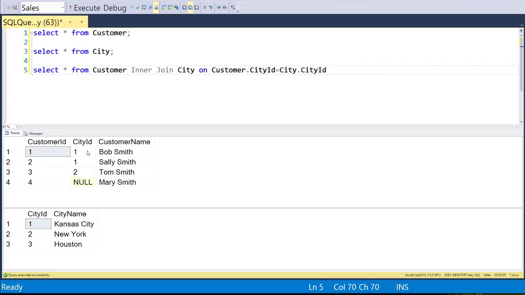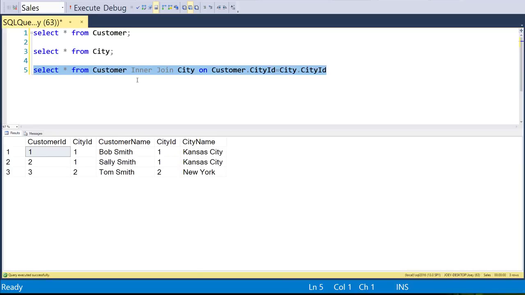So that's where we said we want to match the city ID from customer to the city ID from the city. So now if I run this, we expect to get 1, 2, 3 records that match, but we won't get Mary Smith because Mary Smith doesn't have a city ID. And also if we look down here, this city of Houston, the one of 3 isn't being used over here at all, so we won't get Houston either. So let's see what that looks like.